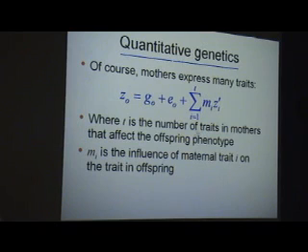You can think of this as a multiple regression model, if you think statistically. That is, you're just trying to estimate a slope here of how offspring phenotype changes as a function of a bunch of different maternal traits. There can be problems with that because these two individuals are related to each other. We'll come back to that.